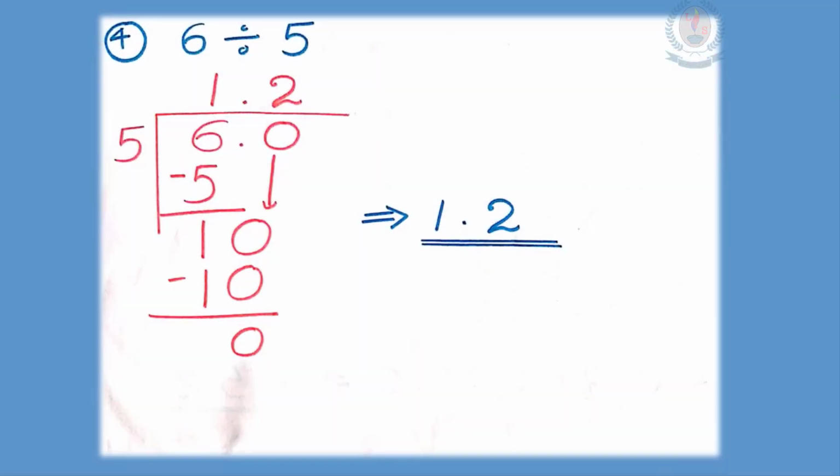Next example, fourth one, 6 divided by 5. Here 6 should come inside and 5 should go outside. Then for 6, 5 times 1. Then 6 minus 5, 1. But we have to continue this division, so we have to add zeros after the decimal place. Then we can take this 0 down, then 10 is there, then 10 means 5 times 2, 10 minus 10 is 0, then the final answer is 1.2.